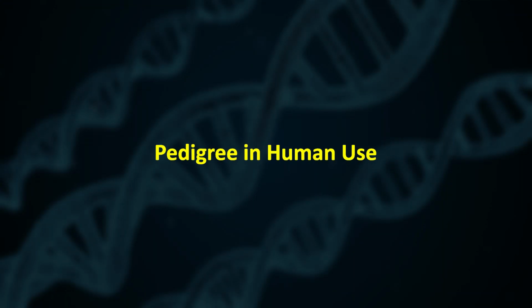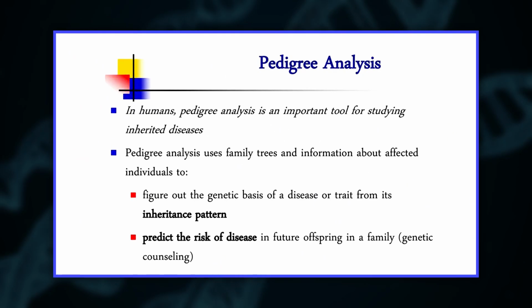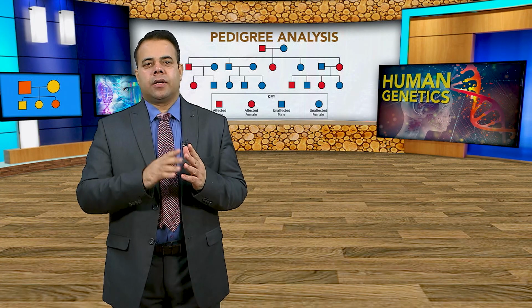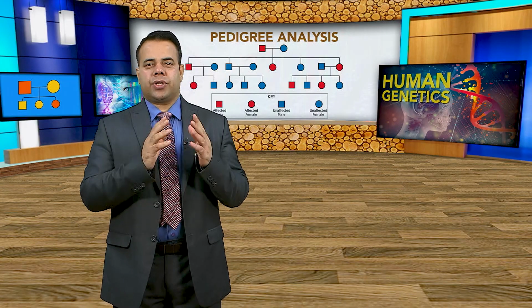Dear students, let's now discuss the pedigree in human use. A pedigree may be used to establish the probability of a child having a particular disorder or condition. It may be used to discover where the genes in question are located, X, Y, or autosomal chromosome, and to determine whether a trait is dominant or recessive or X-linked or Y-linked.